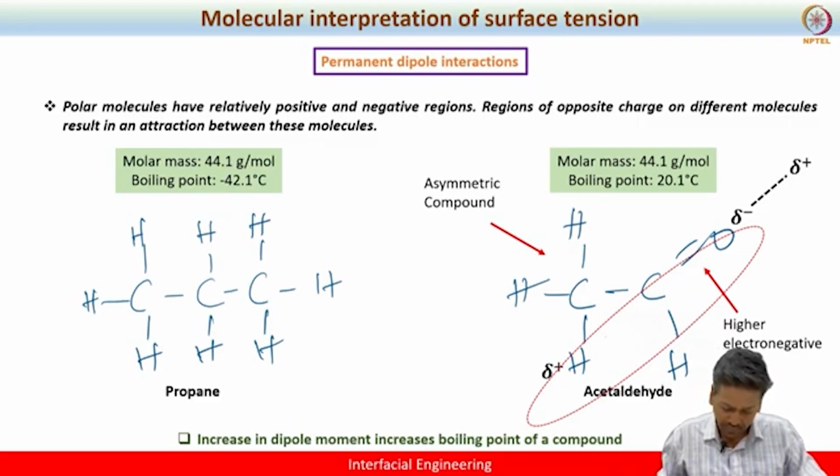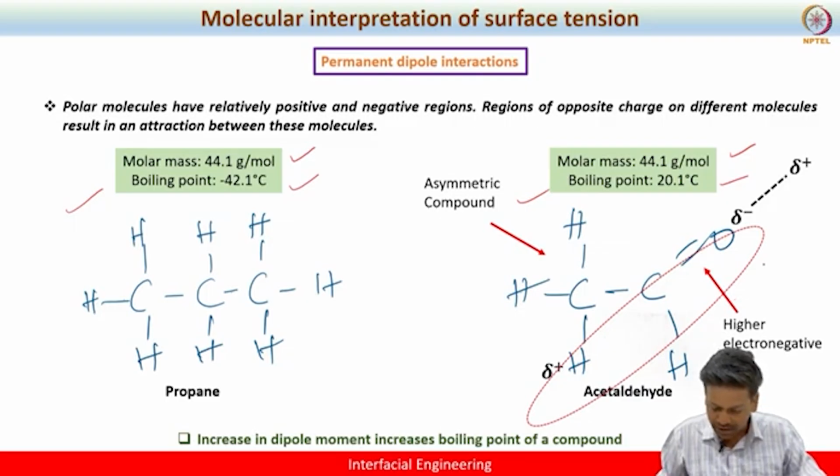Okay, so you look at these two chemical compounds, one is propane and the other one is acetaldehyde. Although the molar mass of these two chemical compounds is the same, you see that the physical property, let's say boiling point, is drastically different. It is because of the polarity, right? So dipole interaction, permanent dipole interactions.